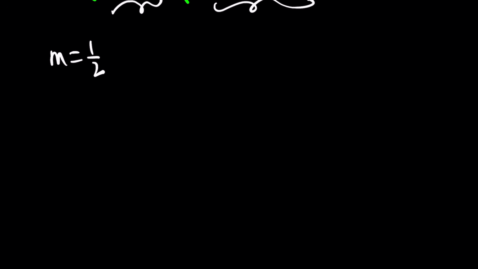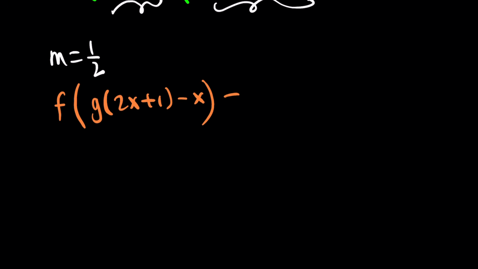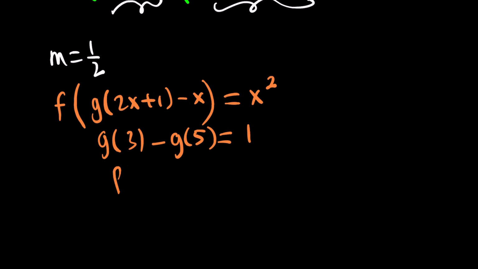Okay, so let's go ahead and look at it from another perspective. I'm going to rewrite the problem so you can hopefully refocus. f of g of 2x plus 1 minus x equals x squared. And we're given g of 3 minus g of 5 is equal to 1. And your goal is to find f of 5.